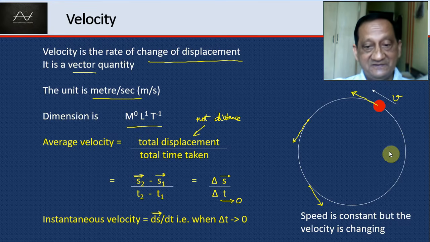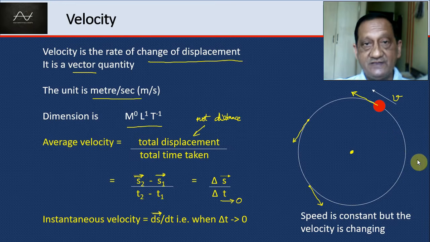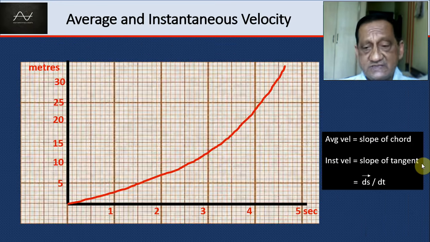And that means that there is an acceleration. We'll talk about acceleration also. So speed is constant, but the velocity is changing. Okay. Average versus instantaneous is exactly the same concept.